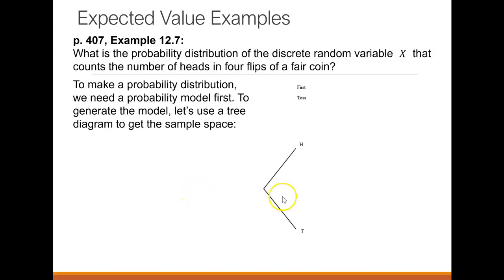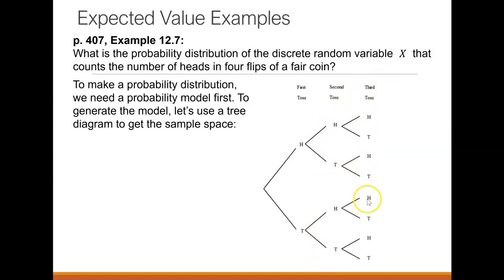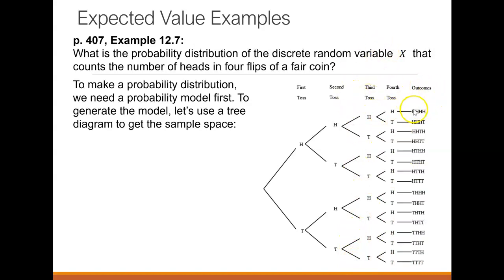So my first flip, I can get heads or tails. After the first flip, if I have heads, I could again get heads or tails, and if I got tails, again I could get heads or tails. And I'll do a second flip or a third flip for all 4 of these. And that gets me this, and then I'll do my fourth toss. And so these are my outcomes. Heads, heads, heads, heads, heads, heads, heads, tails, and so on. So these are my outcomes.